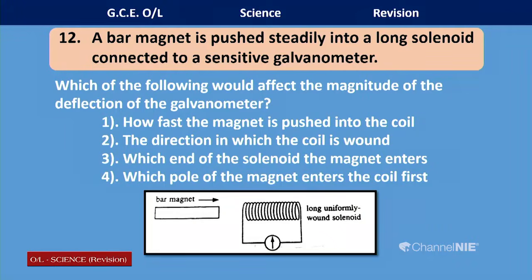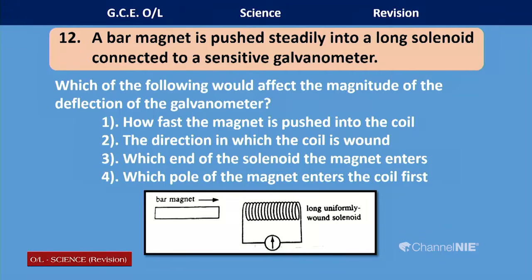So, the question is about which of the following would affect the magnitude of the deflection. The key words here are magnitude of deflection of the galvanometer. Magnitude means whether more current or less current. When the magnitude of the deflection increases, more current flows through the coil. If the magnitude of the deflection is less, it means less current. So, if you want to produce more current, there are three factors affecting the magnitude of the current.